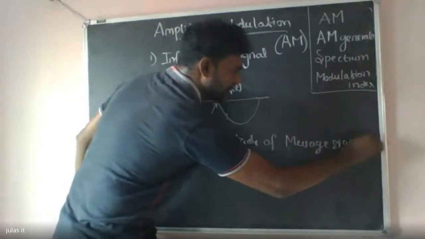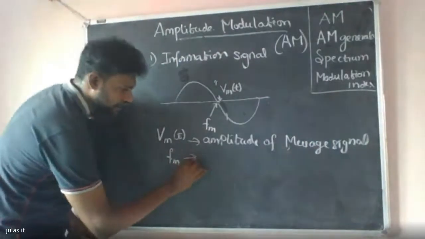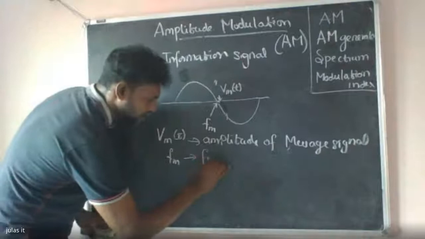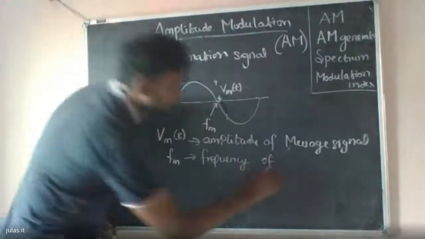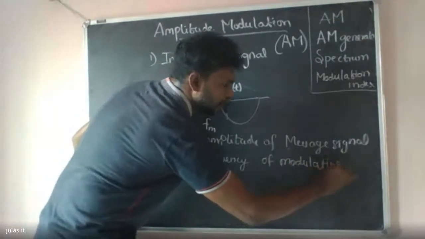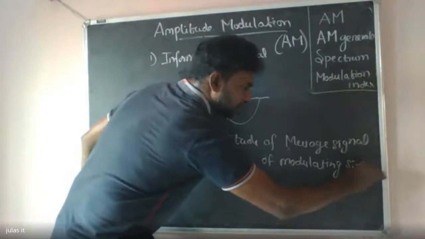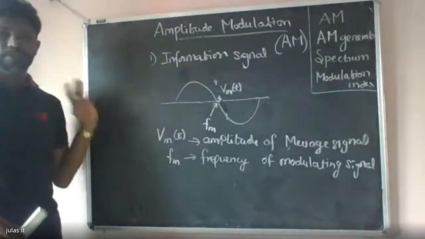Amplitude or message signal is nothing but your information signal, right? Fm is nothing but the frequency of the modulating signal. Both are the same. I am just giving whatever is in the textbook, right? Modulating signal. Okay, this is for the information signal, right?